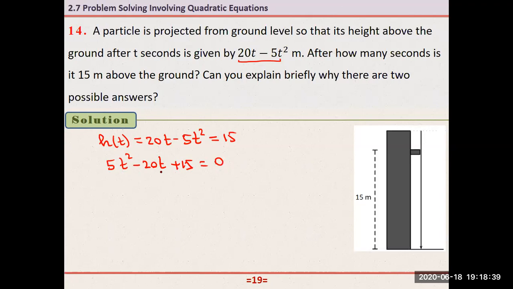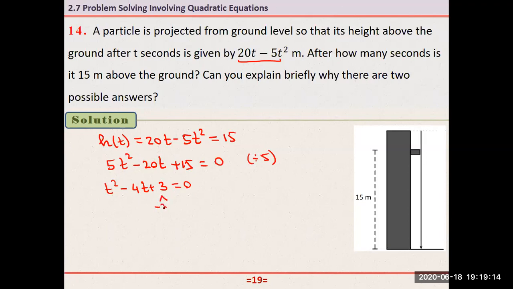Again, you'll see here all these coefficients and this constant term are divisible by 5. I can simplify this further by dividing both sides of this equation by 5. If you divide this by 5, here we have t squared minus 4t plus 3 is equal to 0, right? That's a quadratic equation, and we are hoping that we can solve this by factorization. So again, the coefficient of t squared is equal to 1. So here I try to find two numbers whose product is positive 3 and their sum is negative 4. So what are these numbers?